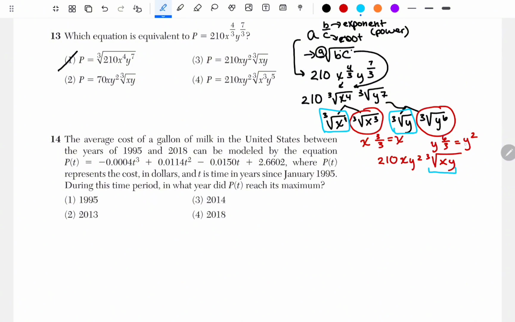And then we simplified our cube root of x cubed to x, and we simplified our cube root of y to the 6th power. And our final answer is going to be answer choice 3. This is a little tough question, so if you are confused, please replay this part once again.